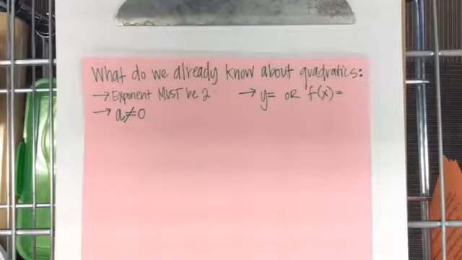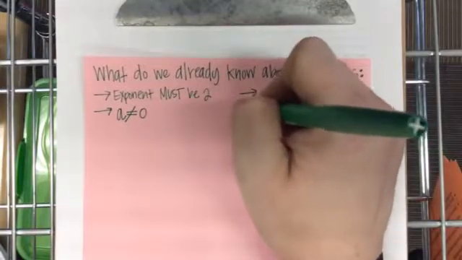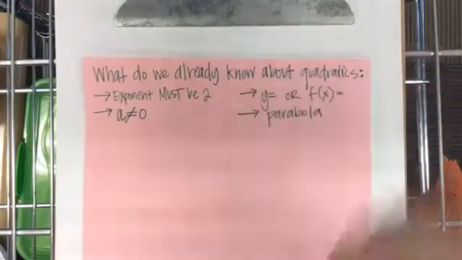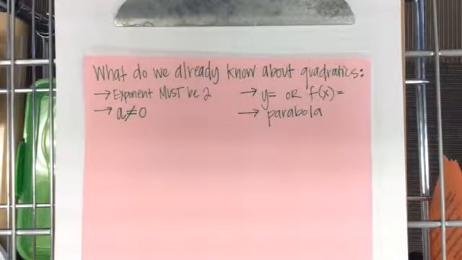If I graph it, what does it look like? It looks like a U, or should I say a parabola? A parabola, which is a U, it's curved. There are no straight edges in quadratics.